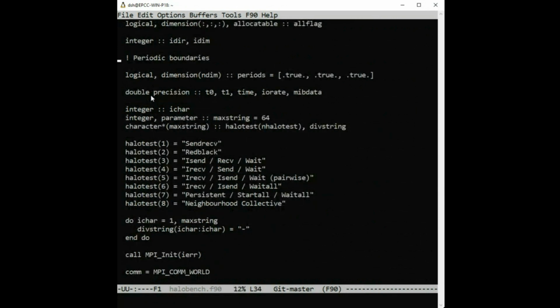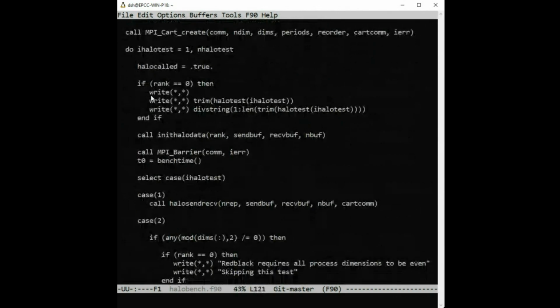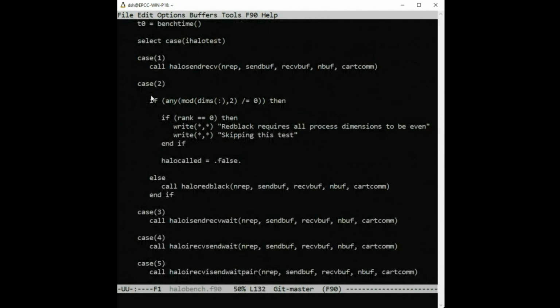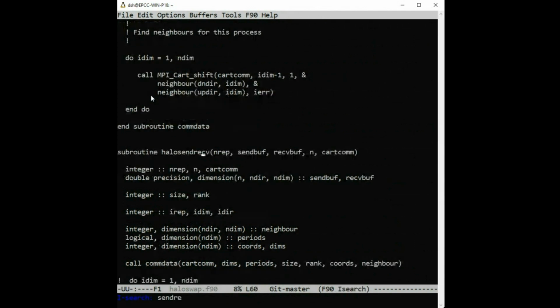But you'll see, it just loops over in this order. It uses the send receive, red black, pairwise non-blocking, either the send non-blocking, the receive, or both. Then the one which, according to the previous talk, should be the best. And then it does these other ones, and all it does is loop over them, does some printing, and calls them with various names. This is called halo swap.f90. I'll just show you 2 of them. Okay, this is the halo send receive implementation.